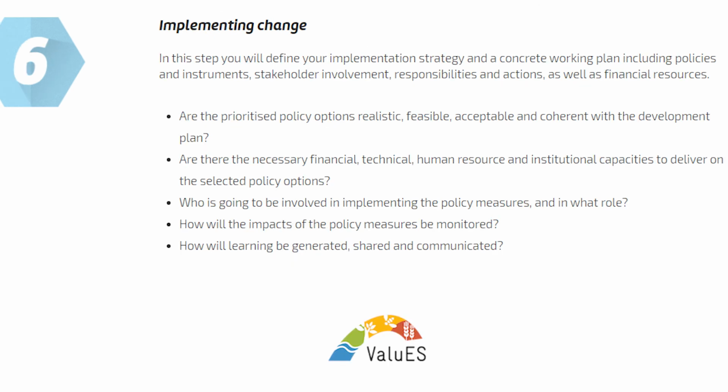In the final step, implementing change, you will define your implementation strategy and a concrete working plan, including policies and instruments, stakeholder involvement, responsibilities, and the actions, as well as financial resources. In conclusion, mainstreaming is a very important process. It represents a step from the theory to the practice, from advice to the action, and makes the concept of ecosystem services and the information gathered by ESAB sustainable in policy, planning, and management terms.